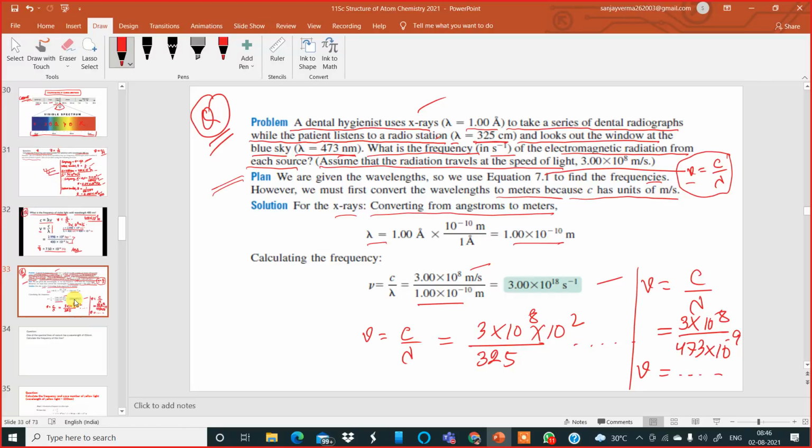The X-ray one is already done for you. So I want you all to get the answer for the frequency of the radio waves and the frequency of the blue color of the sky, which is reaching the eyes of the observer, that is the patient. This one was a very good question which was asked in one of the competitive examinations. So better solve this. I'm leaving this one and this one for you to solve on your own.